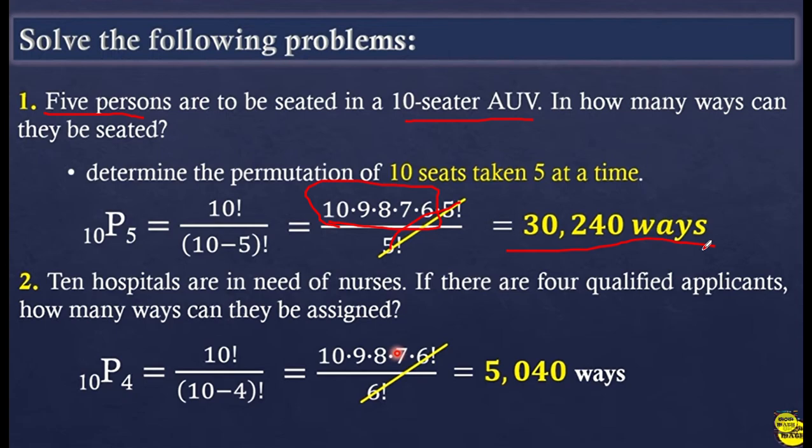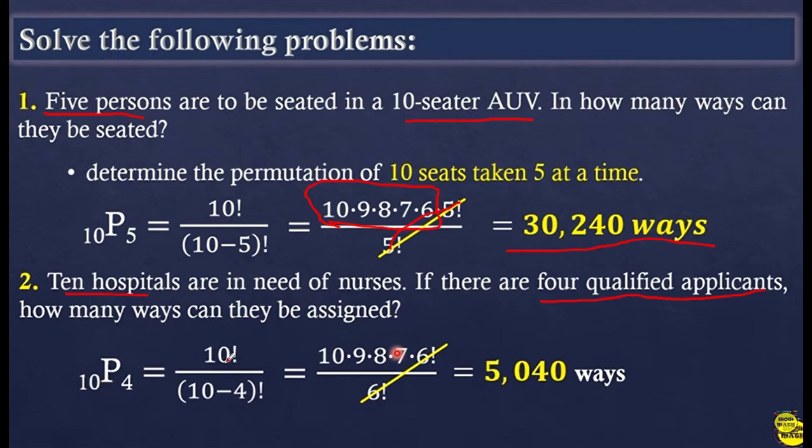Let's have number 2. 10 hospitals are in need of nurses. If there are 4 qualified applicants, how many ways can they be assigned? So how many ways can they be assigned? So ang ato N is 10, 10 ka hospitals. Tapos, ang ato R kay if there are 4 qualified applicants. So we have P of 10 taken 4 at a time.